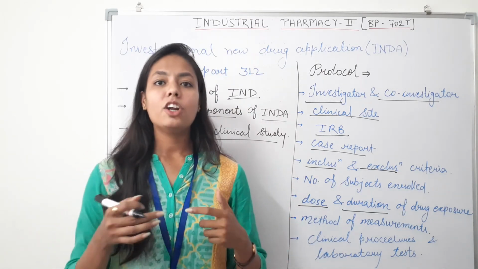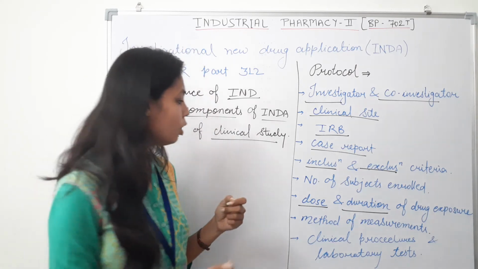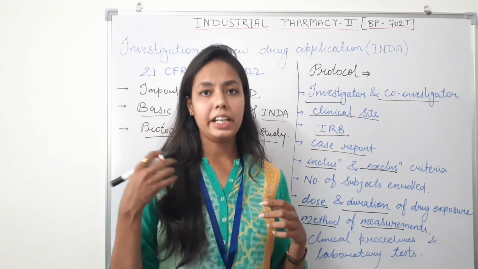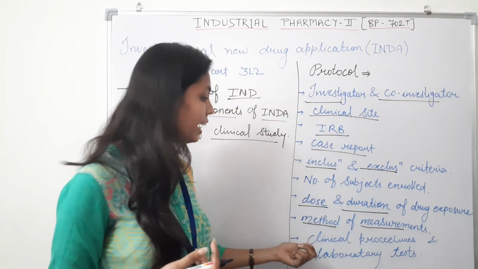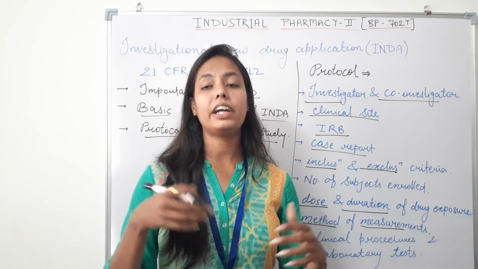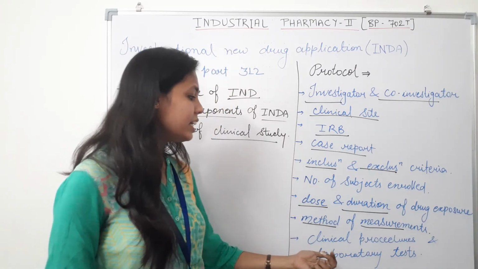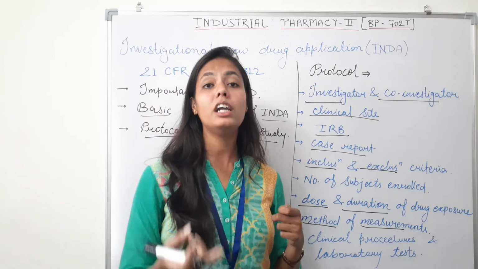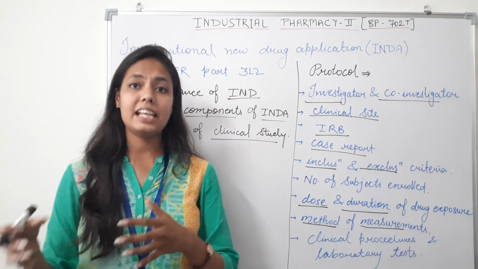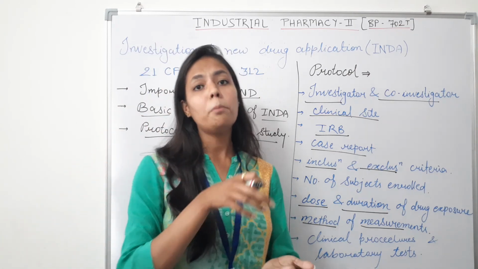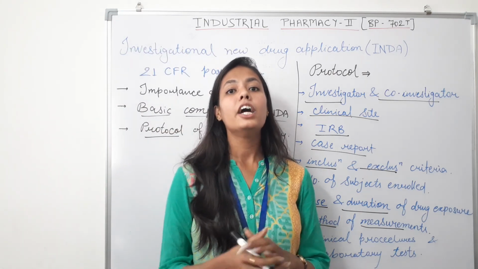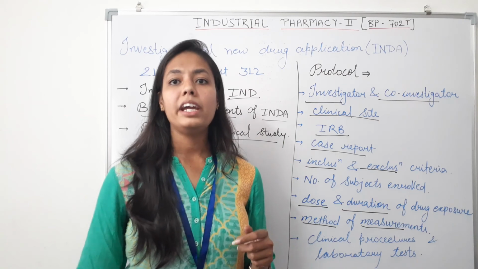After that, the method of measurement and observation. So what are the methods and measurement methods incorporated in the clinical trials. After that, clinical procedures and laboratory tests which are planned to monitor the effect of the drug in the subject. So various clinical procedures which were involved along with the drug in that particular clinical trial, and various laboratory tests which we have to perform during the course of the clinical trial. And further one more, that is the method used to determine doses to be administered.